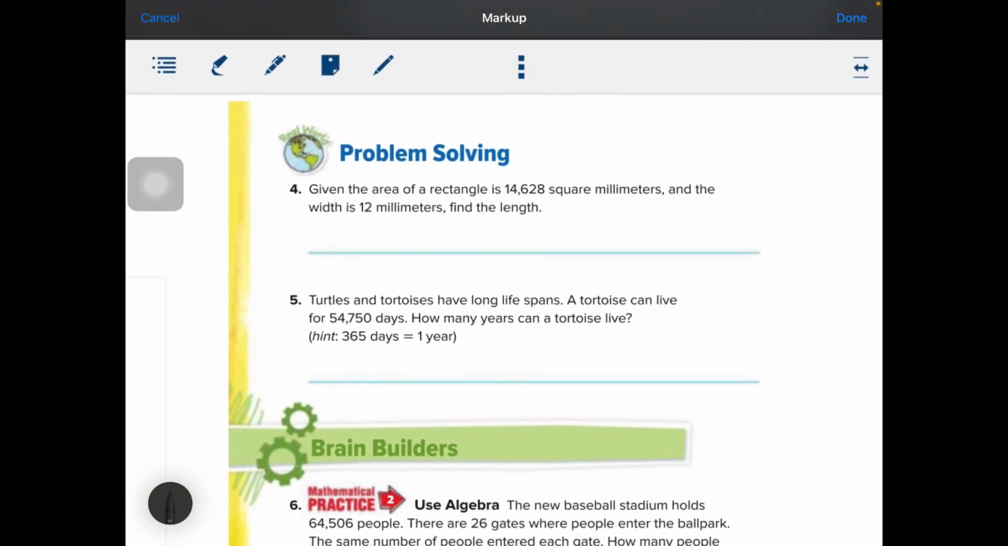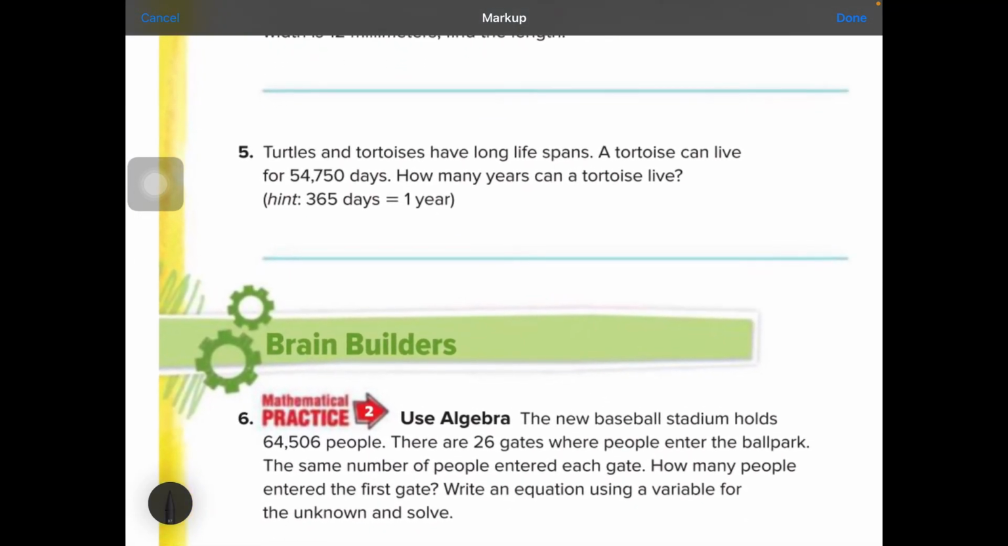Okay, we are on page 282, and we are doing the odds. So let's work on 5. Turtles and tortoises have long lifespans. A tortoise can live for 54,750 days. How many years can a tortoise live?